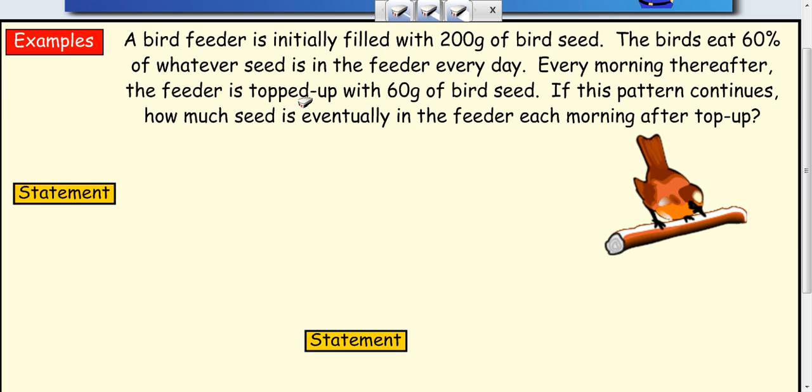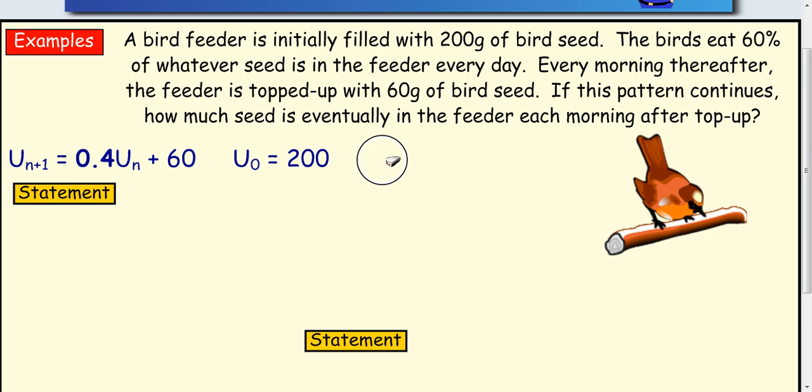So the first thing we want to do here is write out the recurrence relation. So u of n plus 1 equals 0.4 u of n plus 60. The birds eat 60%, which means 40% is left, so you multiply by 0.4, then the top up is 60 grams of birdseed. Starting value is 200 grams up here.